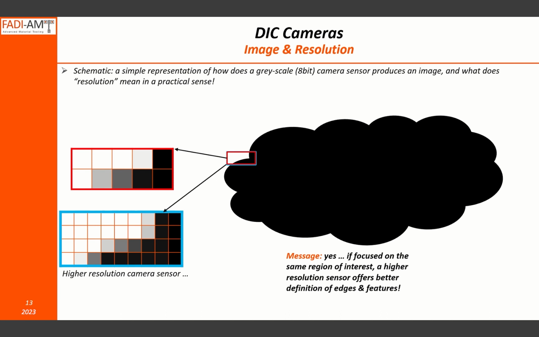So yes, if you take two cameras and focus them on the same region of interest, a high resolution camera sensor will definitely offer you a better definition of edges and features. And that's something you can see here, and something you know from everyday application in your mobile phone or any other camera. So nothing has changed here. The question is, how does this relate to the quality of the DIC measurement? We want to know if this higher definition of edges and features really directly translates into a better DIC measurement.